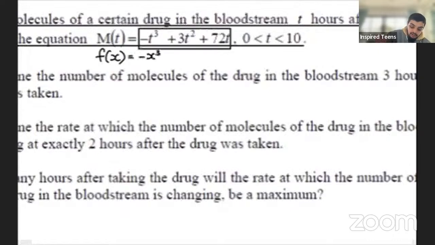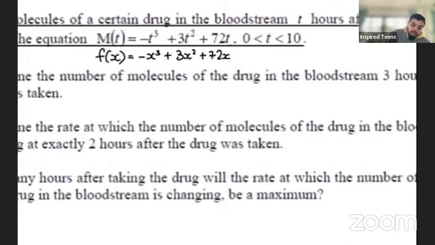So if it was f(x), we would have negative x cubed plus 3x squared plus 72x. The reason they're using T here is simply because T is time, right? T stands for time. But this is just to get the conceptual understanding that it's the same thing as having x. M is a function of T. That's why it's represented in terms of T.